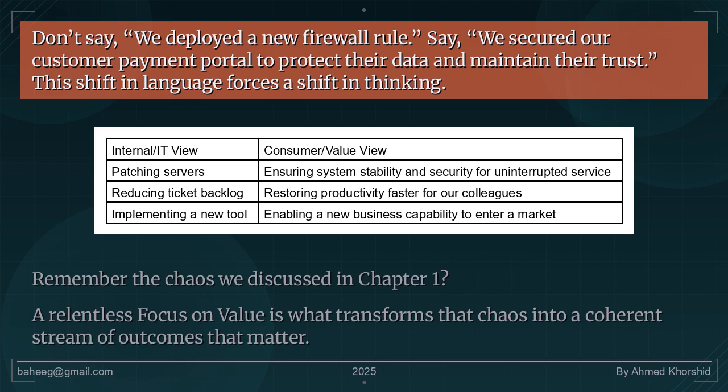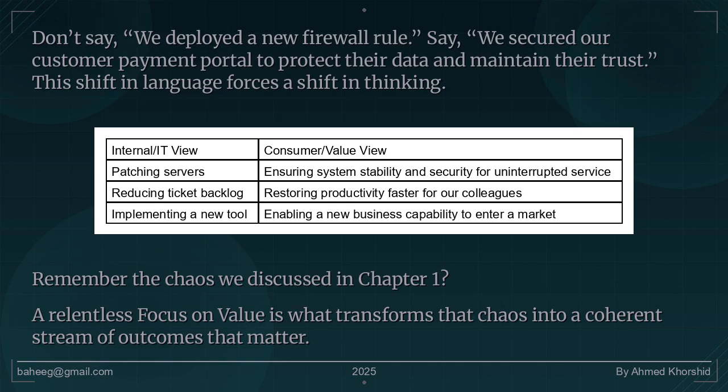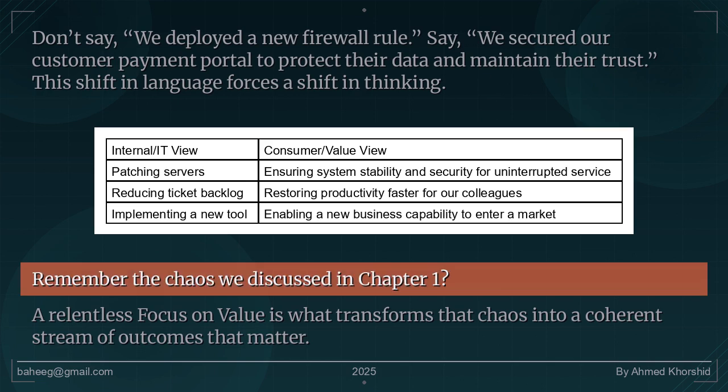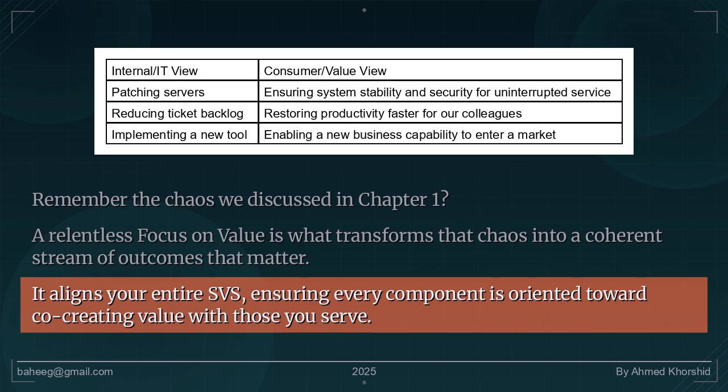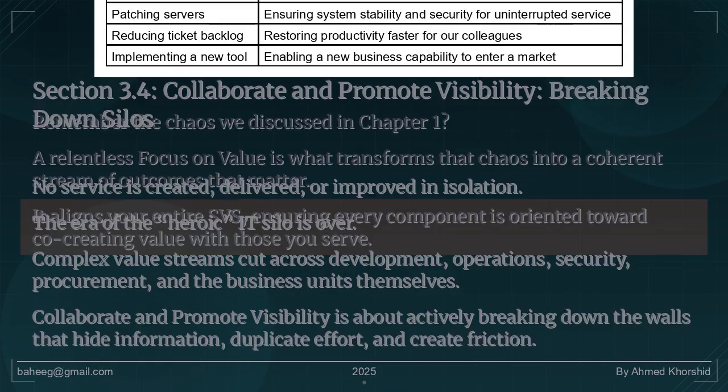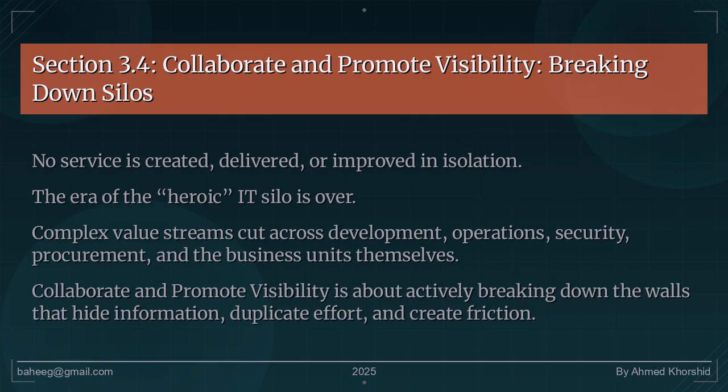This shift in language forces a shift in thinking. Internal IT view, consumer value view. Remember the chaos we discussed in Chapter 1? A relentless focus on value is what transforms that chaos into a coherent stream of outcomes that matter. It aligns your entire SVS, ensuring every component is oriented toward co-creating value with those you serve. Section 3.4.